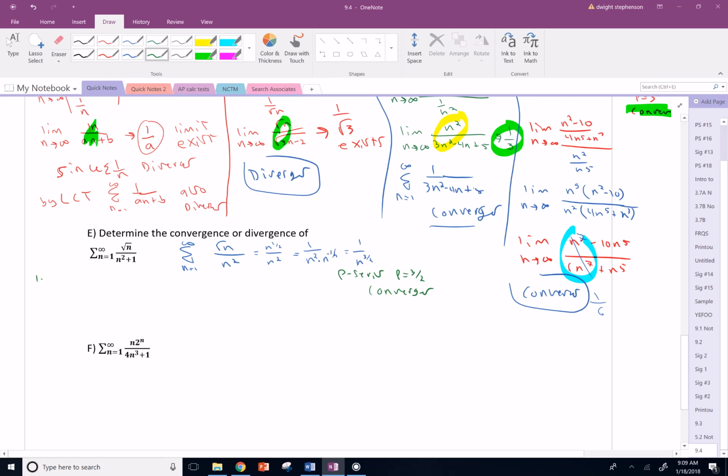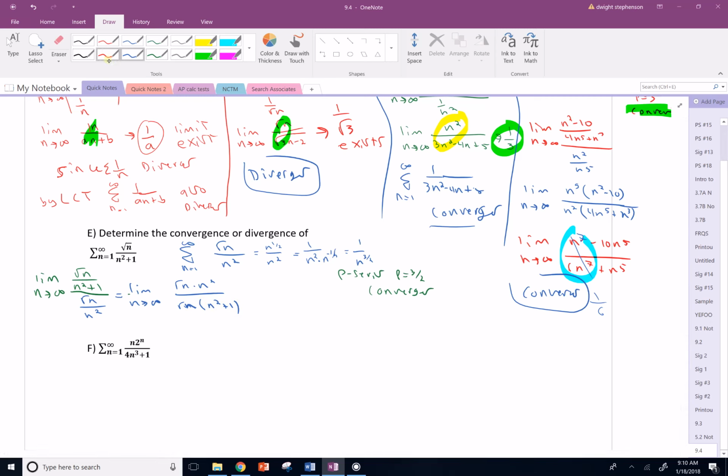So we're going to do our limit comparison test. Limit as n goes to infinity of this one. So what we need to show is, that since this one converges, if this limit exists, then this other one will converge as well, right? So that divided by our other one, square root of n over n squared, which is going to equal square root of n times n squared over square root of n times n squared plus 1.